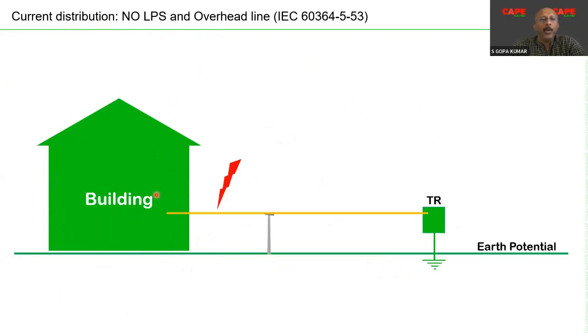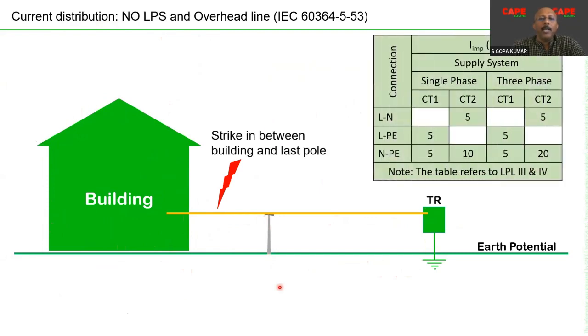The next condition: your building doesn't have any lightning protection system, but you have an overhead low voltage power supply. And if there is a chance of lightning strike between the building and the last service pole, the expected current is specified in the standard. For example, there are 2 types of connections, CT1, CT2, but you can just look at the ratings. Say, for example, CT2, that means 3+1 connection, 3-phase supply, 5 kiloampere between line to neutral and 20 kiloampere between neutral and the earth. These ratings are very much specified in the standard. For example, you can refer to IEC 60364-5-53.